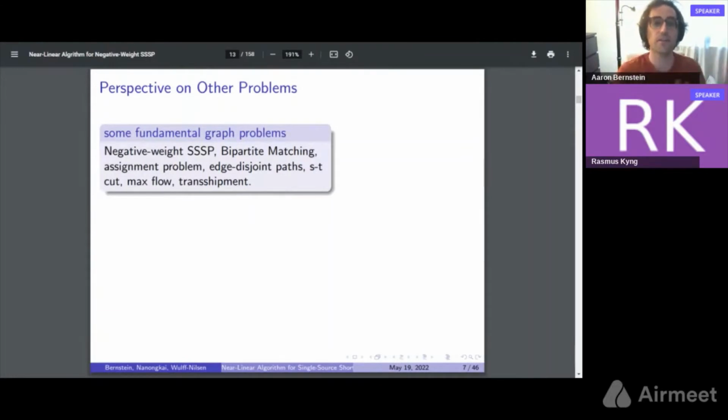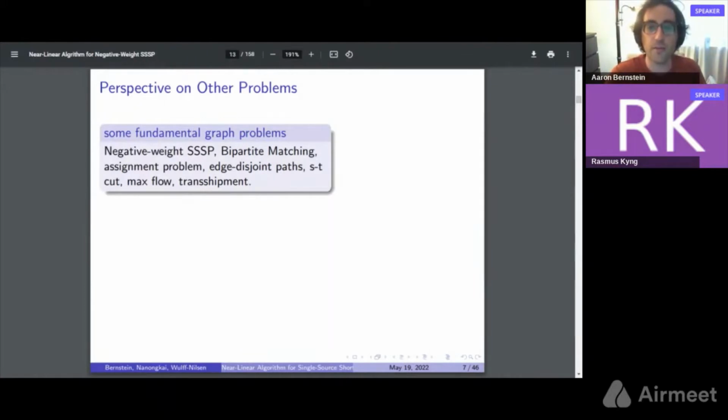I wrote down a list here of some fundamental graph problems, such as shortest paths with negative weights, bipartite matching, ST-cut. So these are all problems that are at the core of graph algorithms. We tend to teach them in undergraduate algorithms. They've been around for many, many decades. They come up a lot in practice. But surprisingly, even though they're so fundamental to the field, they also turn out to be very hard.